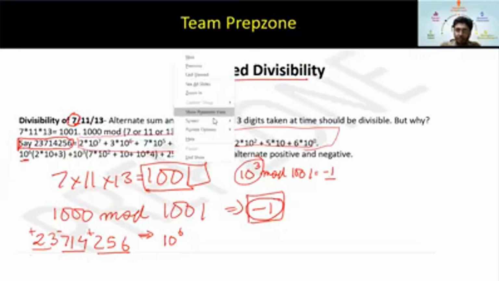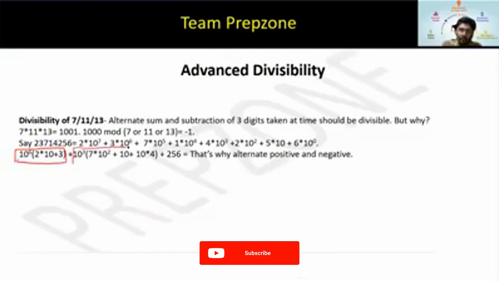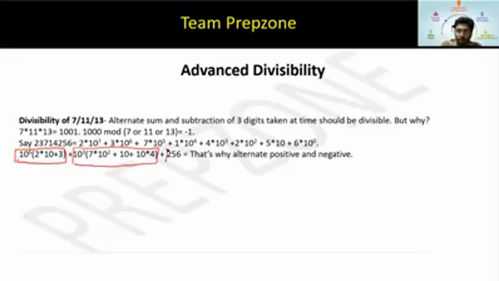Let me erase everything on this. This is what I have taken 10 to the power 6 common from here. I have taken 10 cube common from here, from these three numbers, and the remaining part is 256. Is this clear, guys? Is this part clear? I have simply taken 10 to the power 6 common from here, 10 cube common from here, and I have written the remaining part as 256.